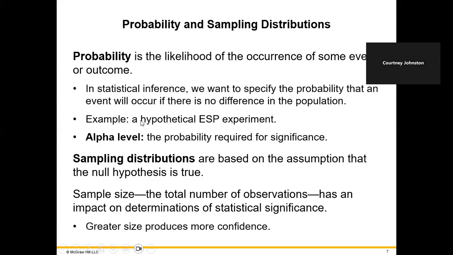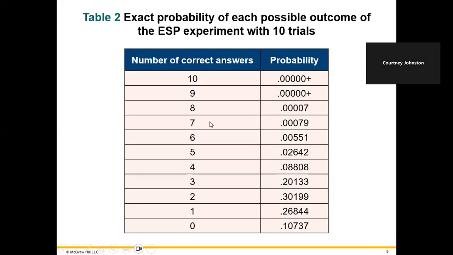So maybe there's a hypothetical ESP experiment. We also have an alpha level. That's the probability required for significance. It might be 0.01 or 0.05. We're just going to use 0.05 in this class. We then have sampling distributions. This is based on the assumption that the null hypothesis is true. And the sample size, the total number of observations, has an impact on determinations of statistical significance. The more people that you sample, the more confidence you can have in your results.